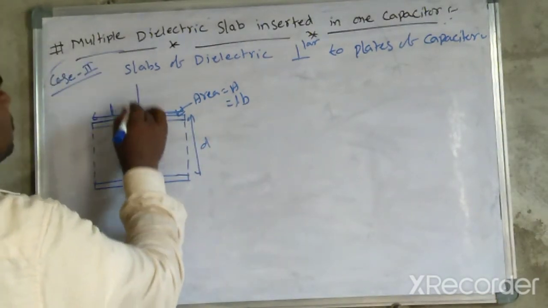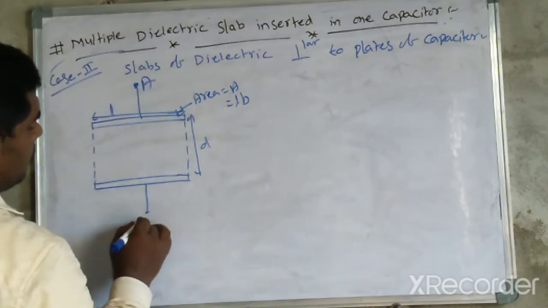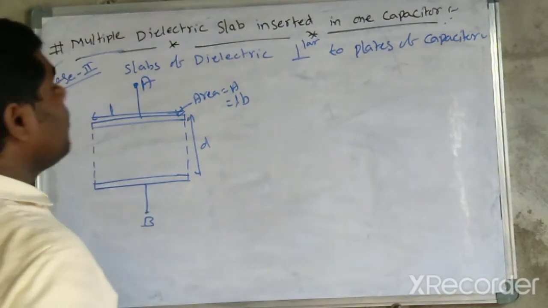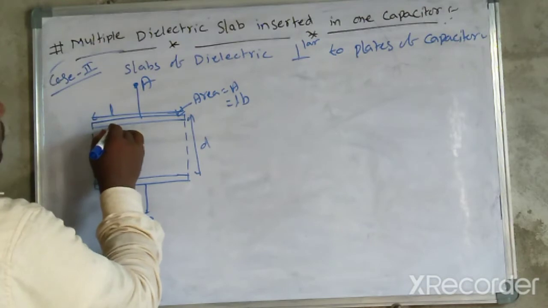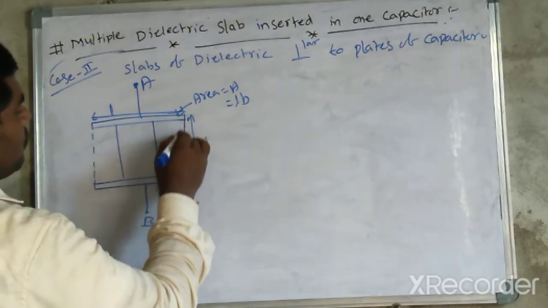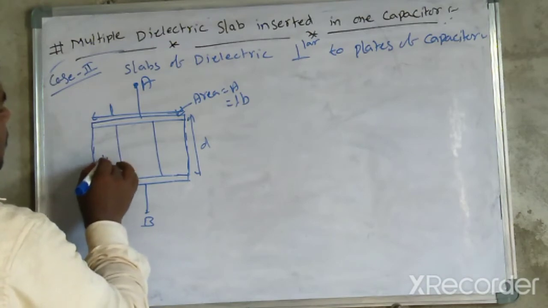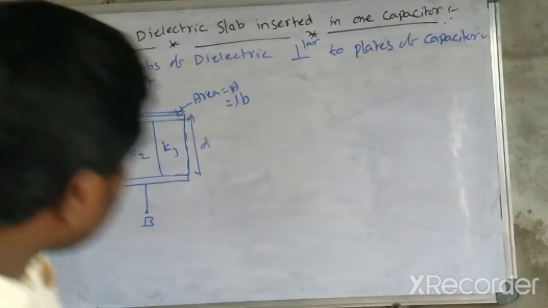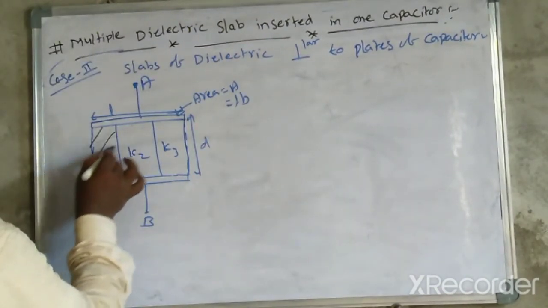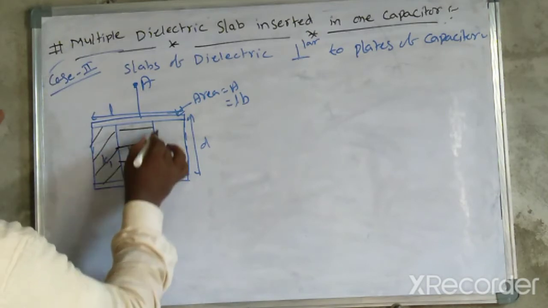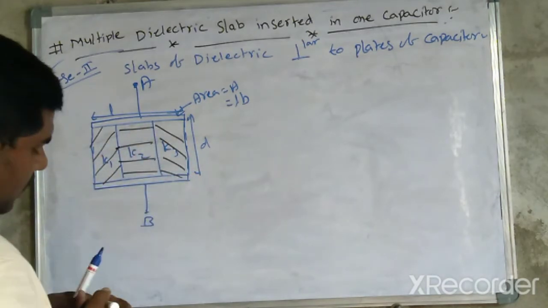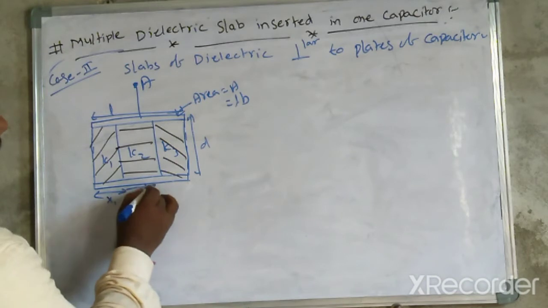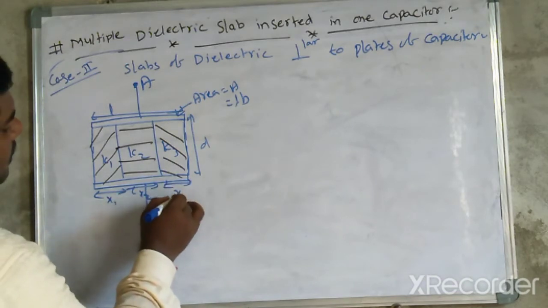Here the connection is the A terminal, and here the connection is the B terminal. In between, I would like to keep three dielectrics perpendicular to the plates, like this. Here K1, here K2, here K3. The first dielectric has width x1, the second has width x2, and the third I will consider x3.